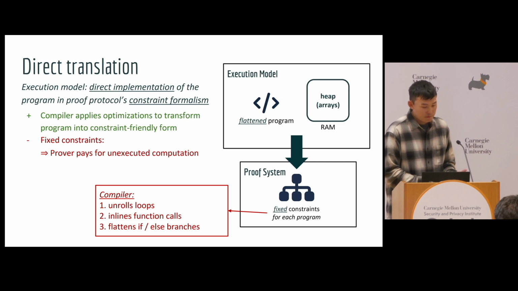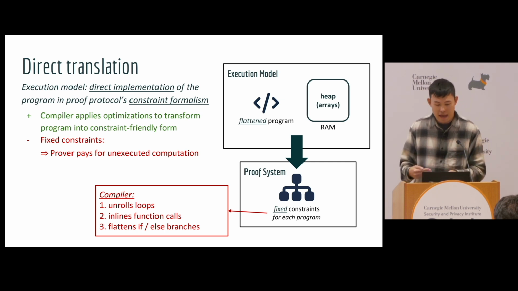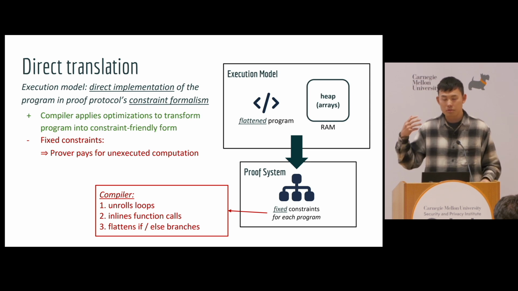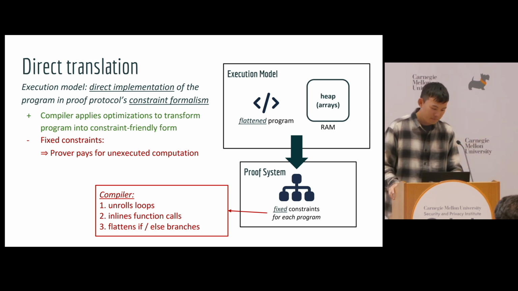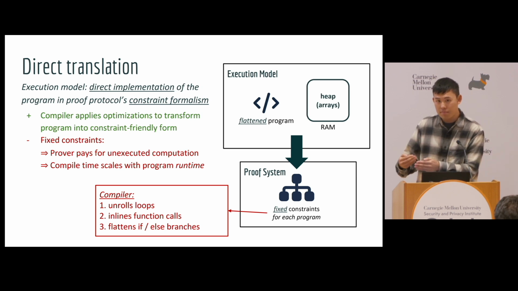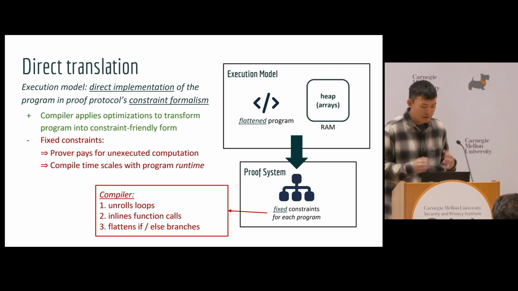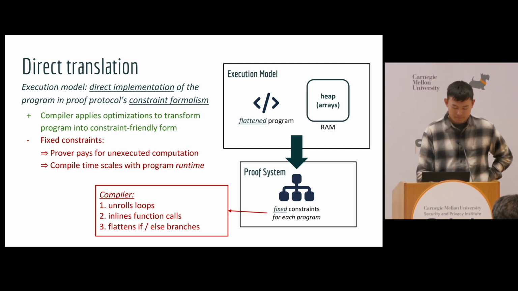And the prover also has to pay for all these unexecuted iterations and branches, which introduces wastefulness into the process. And furthermore, this compile time now also scales with the program runtime rather than its description, which is not how a typical compiler works, and that's way less efficient than what we expect from that.